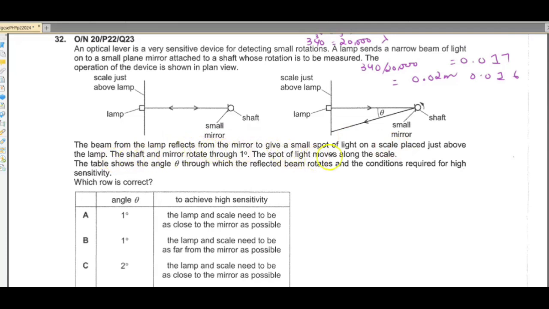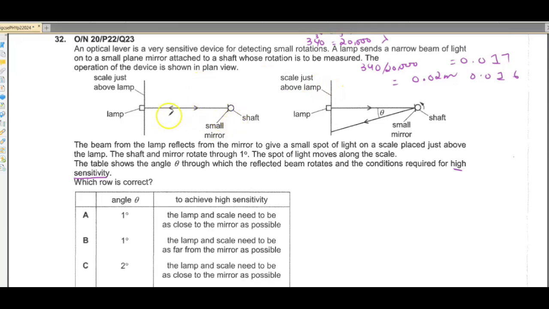The spot of light moves along the scale. The table shows the angle theta through which the reflected beam rotates and the conditions required for high sensitivity. Which row is correct? Okay. So, required for high sensitivity. Okay, this is your keyword. And we are going to focus all of our answers and all of our logic on this.